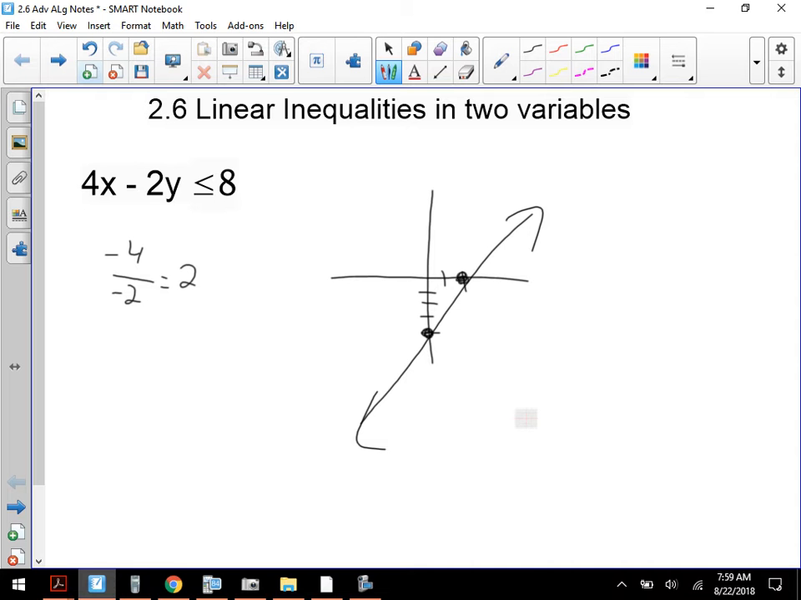Anytime you have an inequality, a graph that does not go through the origin, you use 0, 0 for your xy values as your test point. Okay? What we're doing is we're using a test point at 0, 0. So 4 times 0 minus 2 times 0, is that smaller than or equal to 8? So is 0 smaller than or equal to 8? Yes. So that means up here is true. That's true, which makes this side false.